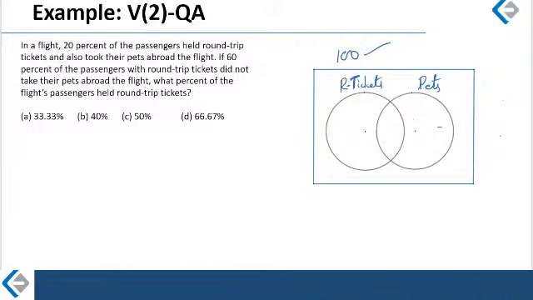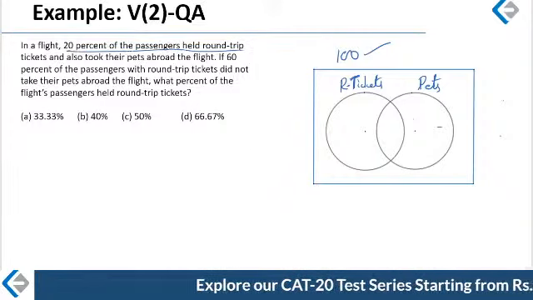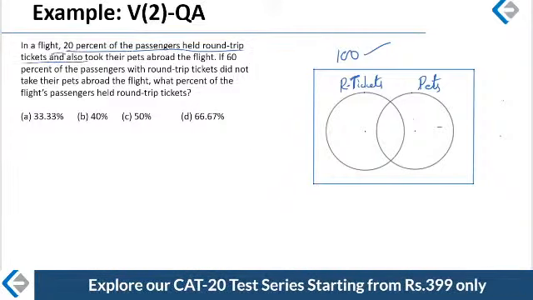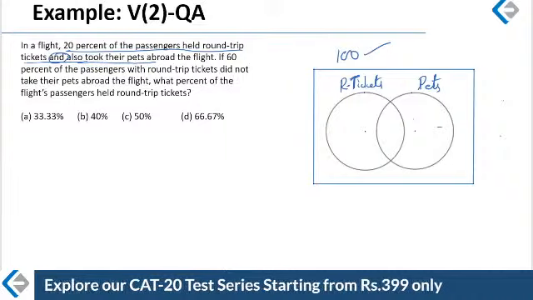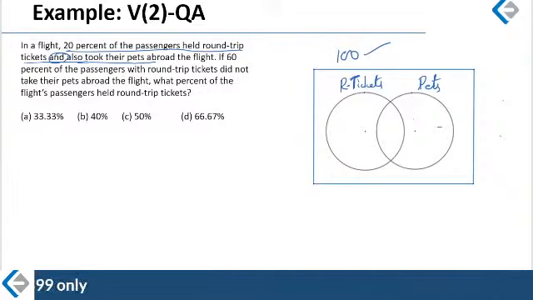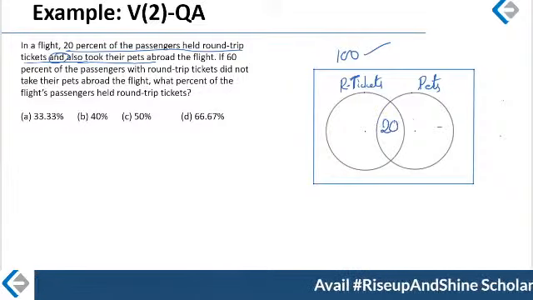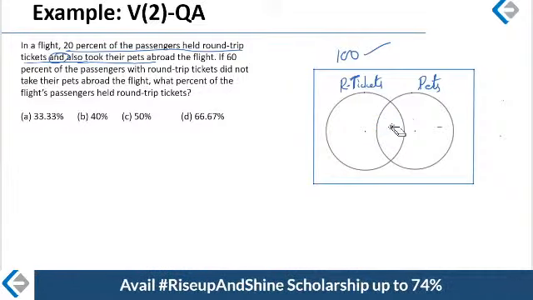So therefore 20% of the passengers held a round trip ticket and also took their pets abroad on the flight. How many should I write here? 20. Great. That's 20. Therefore this particular number is 20 here. That's given because I fixed the base as 100, because my answers are in 100.